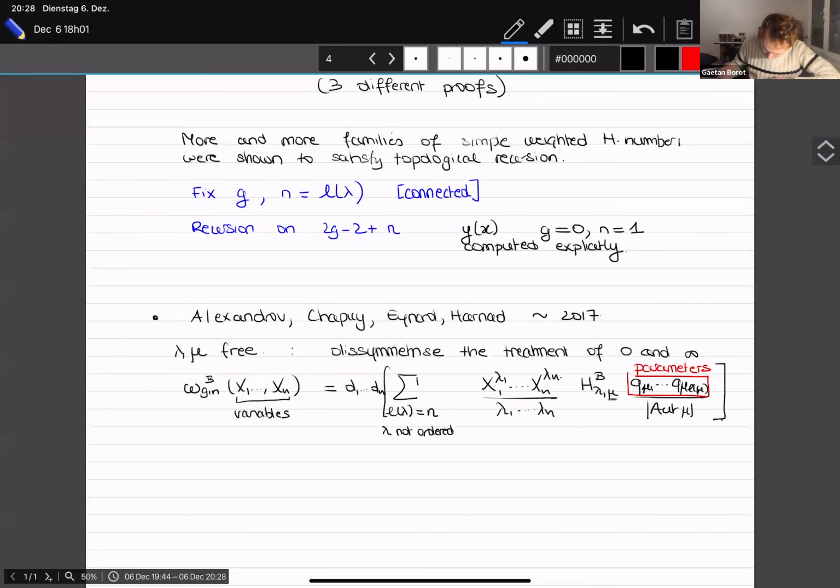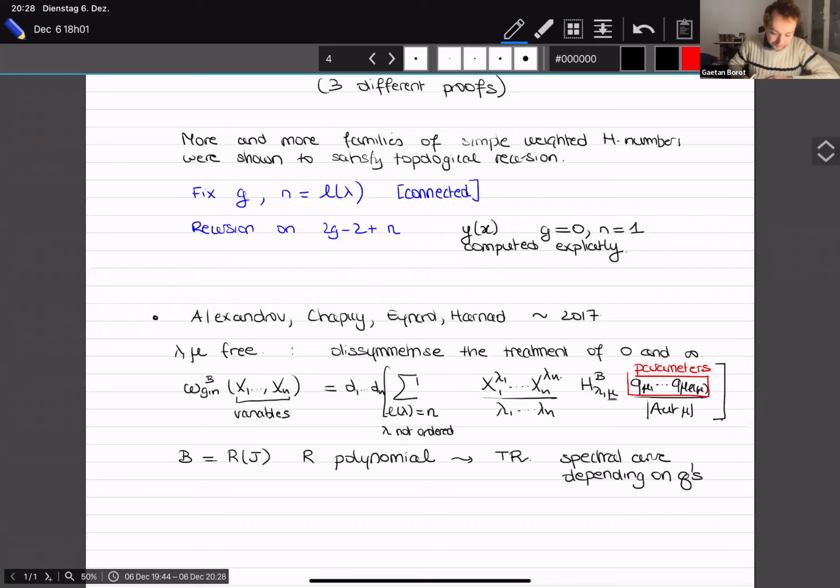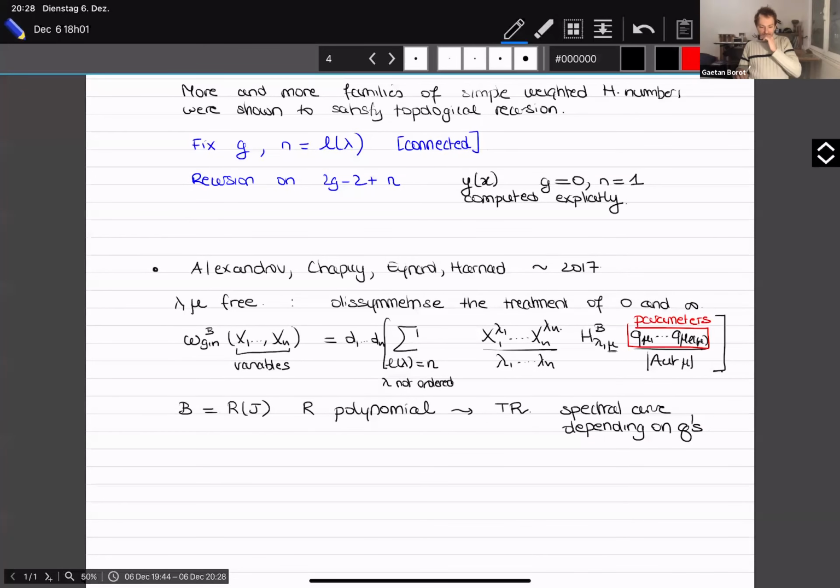And what they managed to prove is that at least when B is of the form R_j with an R polynomial, and there were a few more assumptions, but that's the essential one, then indeed you get topological recursion for these things. And so you get a spectral curve depending on the Qs. Good. So it was the first case where you actually had families of weighted Hurwitz numbers that were satisfying topological recursion.